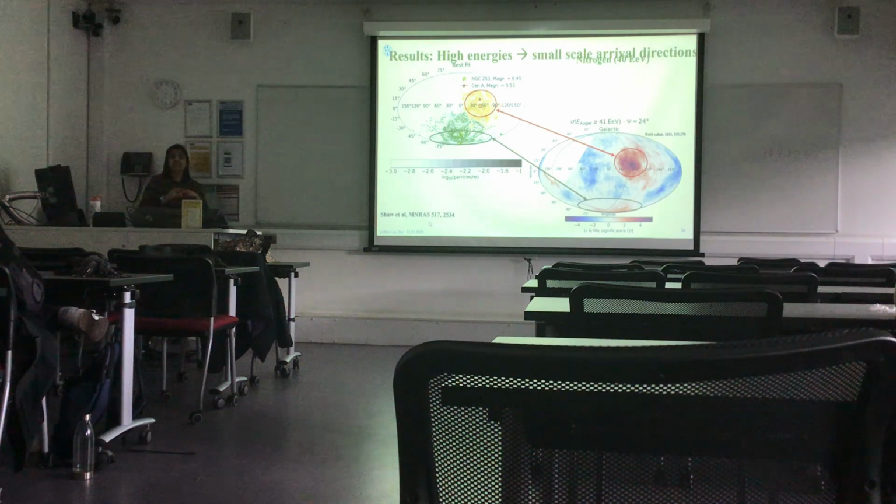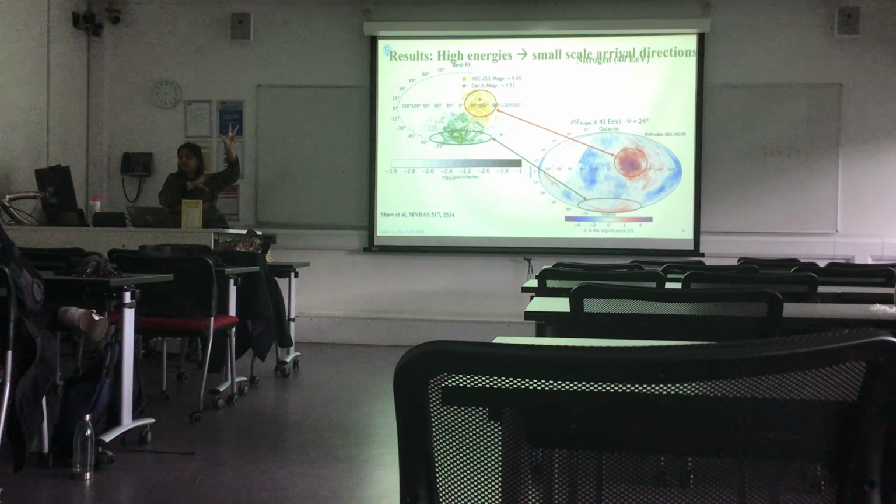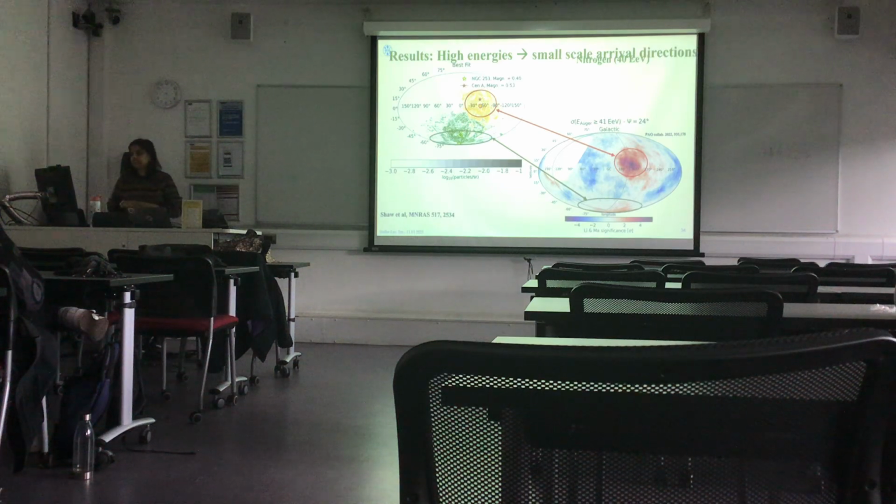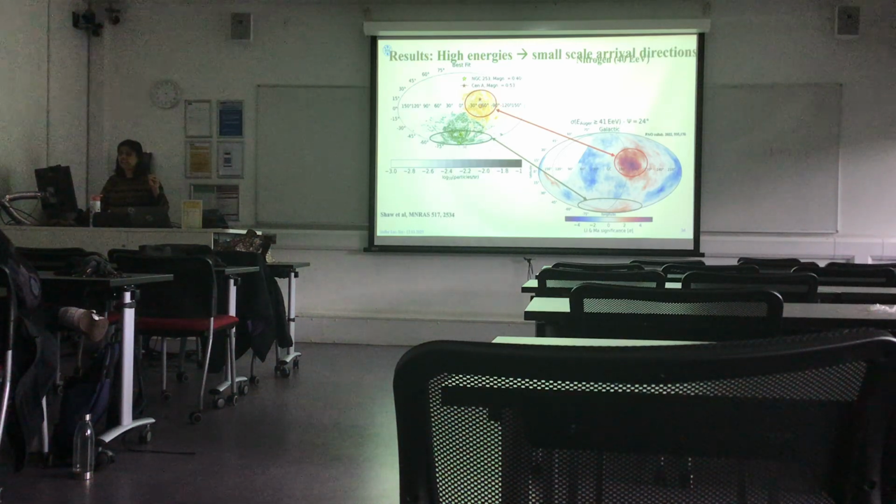Now, by no means am I saying that these 2 are producing cosmic rays. By a matter of luck or chance or whatever, in those 2 directions, we know that there are 2 energetic objects sitting. So we decided to backtrack our cosmic rays and look for hotspots around these regions. And we found that in our model, not quantitatively but qualitatively, we get similar hotspots around the Centaurus A region, which is here in the purple star, and the NGC 253 region, the starburst galaxy.